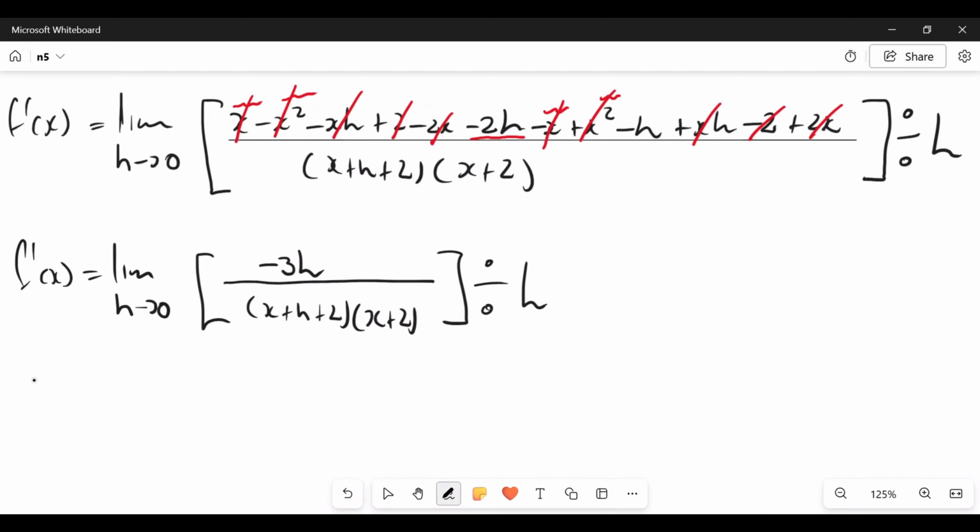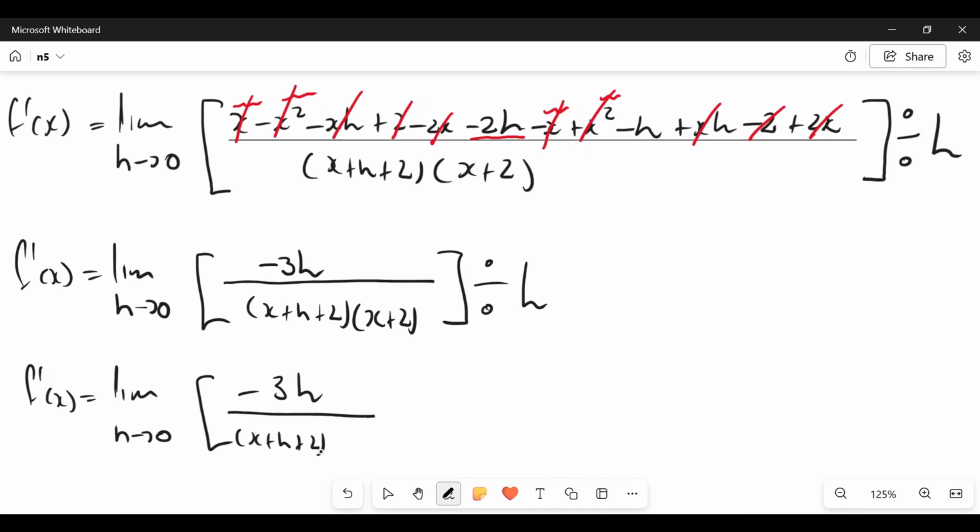So let's continue. f'(x) is going to be equal to the limit as h approaches 0, and then we write everything as it is: negative 3h divided by (x + h + 2) multiplied by (x + 2). We can change this division into multiplication, but when we do that, the numerator becomes the denominator and the denominator becomes the numerator. So we're going to have 1 over h like that. Let's create space so that we can continue.